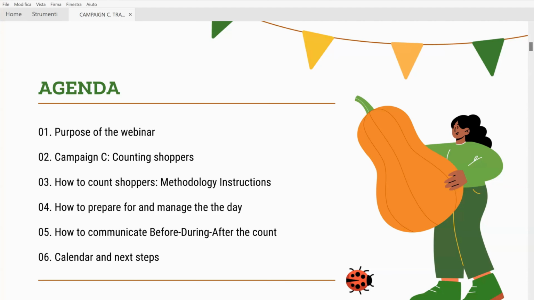So the purpose of this webinar is to understand campaign C. What are we counting? How are we counting them? So the methodology, and how can we prepare for the day, and how can we communicate before, during, and after. And also we will share with you some key dates that will be of usage for you. Julia, can you move on to the next slide, please?